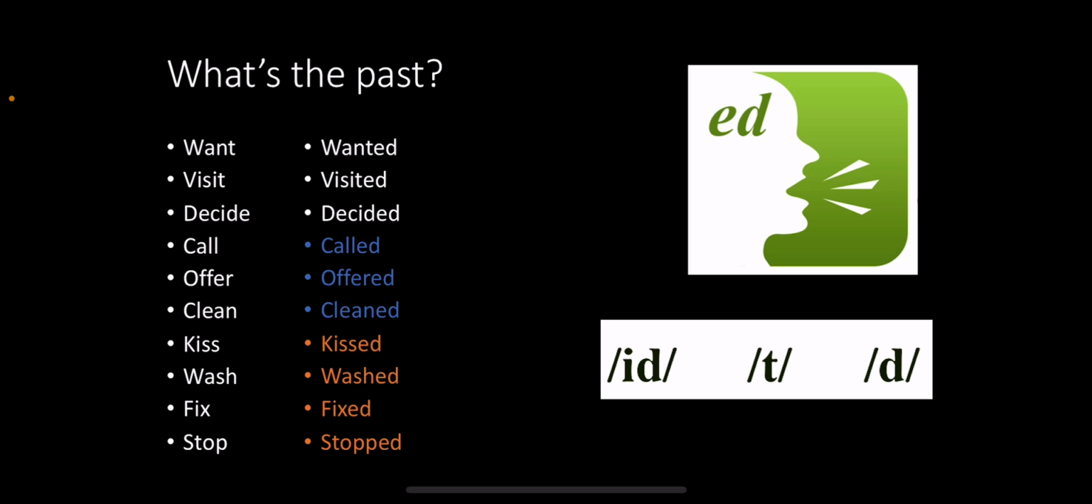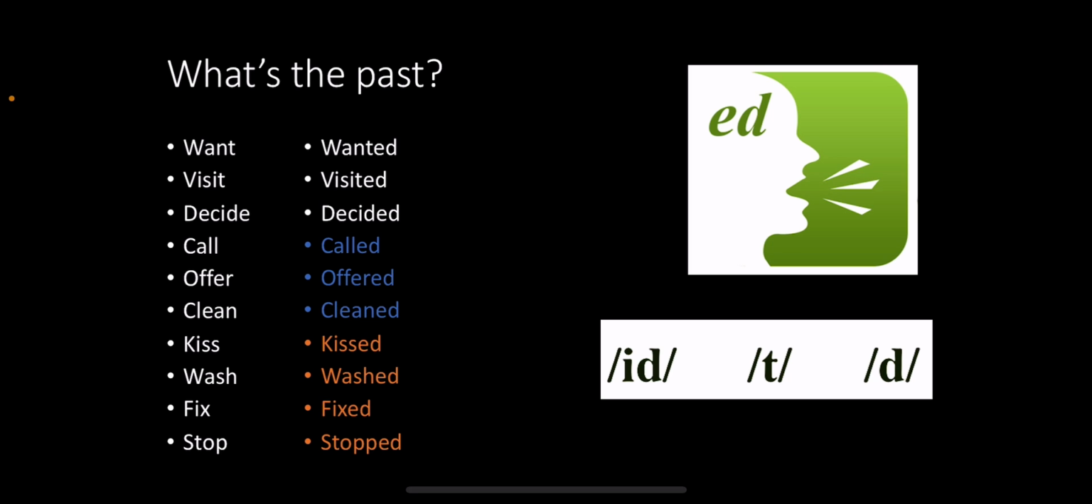Another example would be invite. Invite, the last sound is t. So the past is invited. Present, presented. Yep. So that's how we do it. When the verb finishes in d or in t, we pronounce ed.